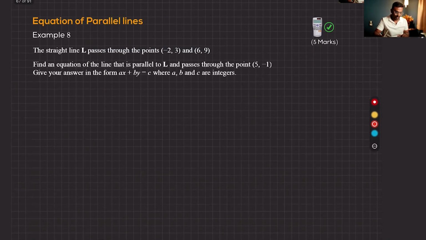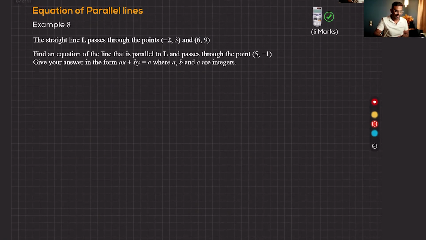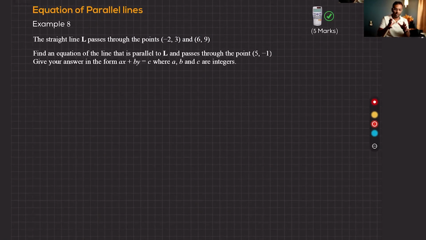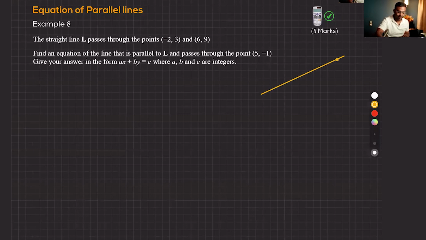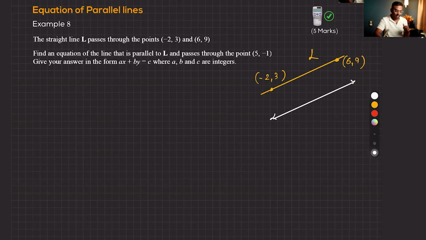Let me go through another one. It is exactly the same, slightly different. Let's have a quick look at this. The straight line L passes through a couple of points given. So I like to visualize it. Two points, (minus 2, 3) and (6, 9). Find an equation of the line that is parallel to L. So this is L, and I have another line which is parallel to that. It passes through the point (5, minus 1). Put your answer in that form.